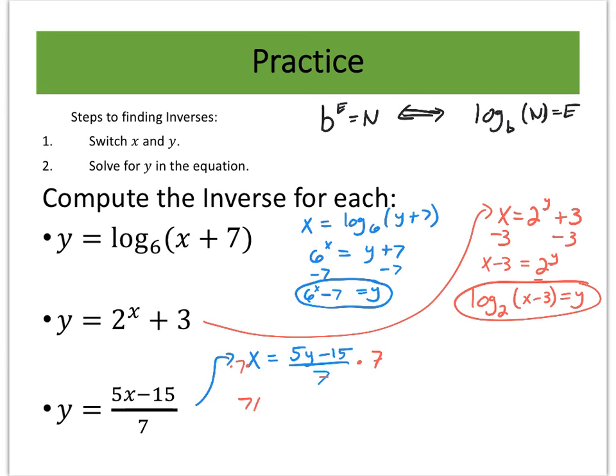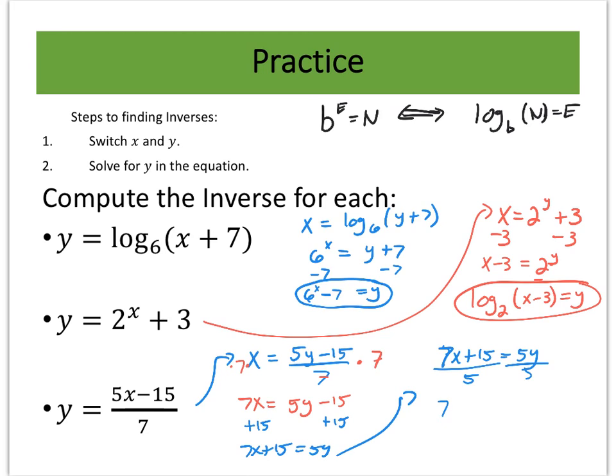So 7x equals 5y minus 15. And then I'm going to add 15, and this is now just a linear function. So 7x plus 15 equals 5y, and we're not done yet because we have to divide by 5. Divide everything by 5. So (7x plus 15) over 5 equals, the 5's cancel out, y.